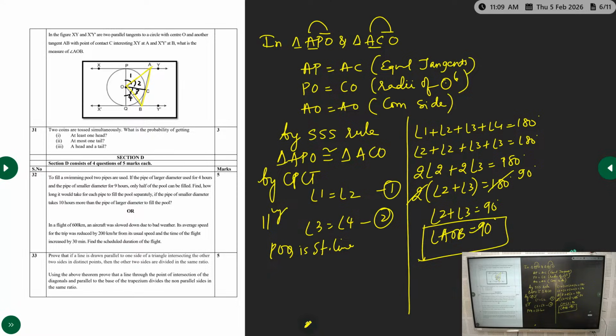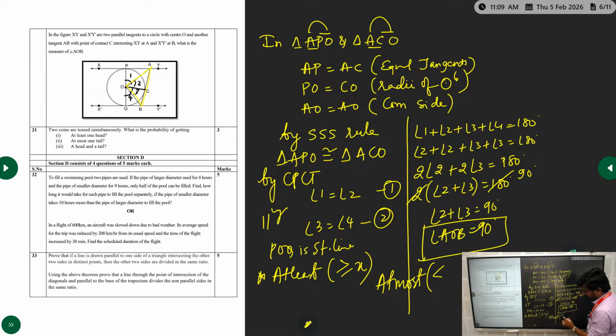And the 31st question, we did yesterday. So those who missed the class yesterday, remember these two formulas. Whenever they say at least, apply the condition greater than or equal to x. When there is at most, less than or equal to x. And you know how to deal with greater than, less than numbers, what values or quantities you have to take. So at least means greater than or equal to x. At most means less than or equal to x.